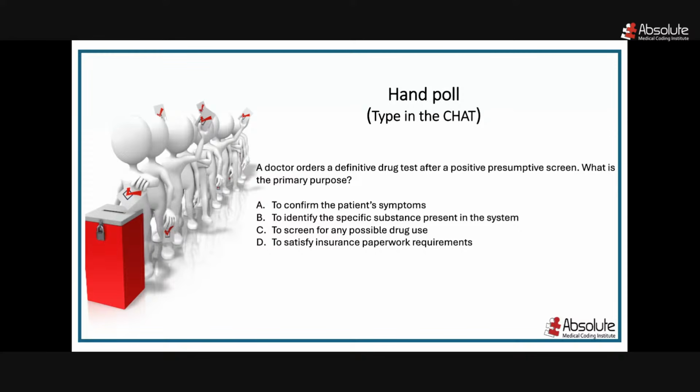All right, okay. Two people are saying it's option B. How about the rest of you? Do you agree? Is it option B? Anyone more who supports option B for this scenario? Okay, there you go. We have more people going with option B. And of course, yes, it is option B. Excellent. It is done to identify the specific substance that is present in the system.